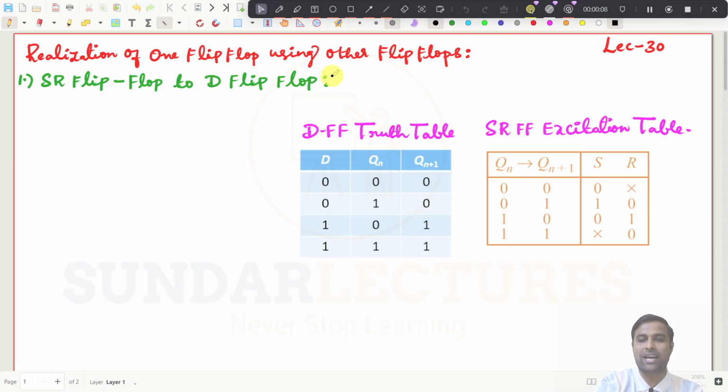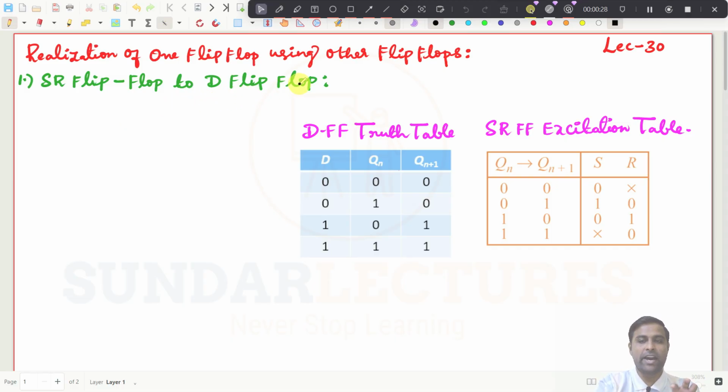Welcome to Sundar's lecture. This is lecture number 30, and in this lecture we are going to see realization of one flip-flop using other flip-flops. What we are going to do in this topic is get the outputs of some other flip-flops with the other flip-flop. That is today's topic, and in that we are going to see first the SR flip-flop to D flip-flop.